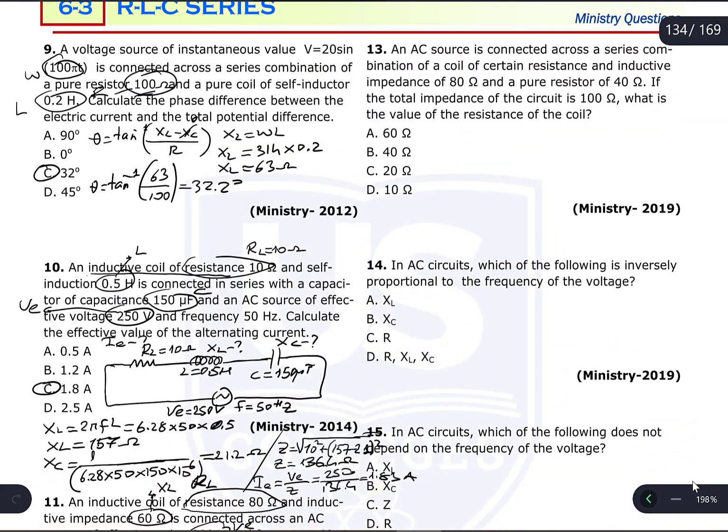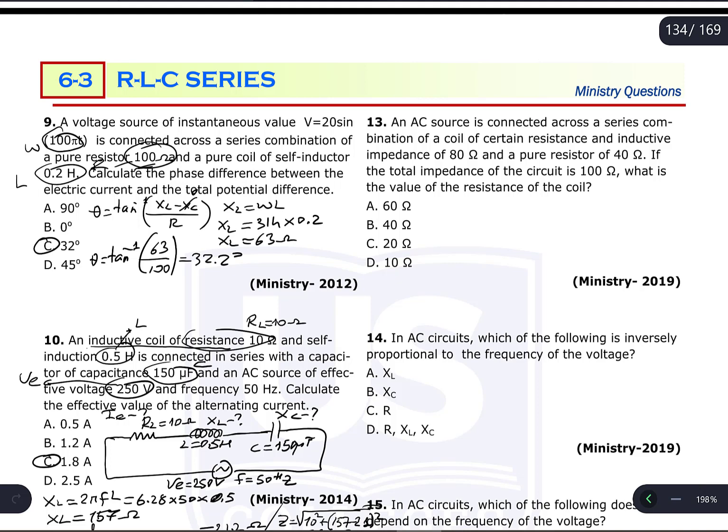And question number 13. An AC source is connected across a series combination of coil of certain resistance. Now this is again an impure coil because it says coil of certain resistance. So this coil must have a resistance RL, I will say that. An inductive impedance 80 ohm, which is XL of this coil. And a pure resistor, a second resistor is connected. I will say it is just R. If the total impedance of the circuit Z is given, what is the value of the resistance of the coil?